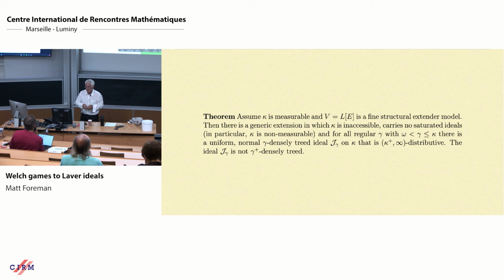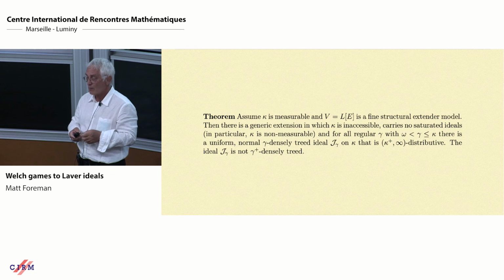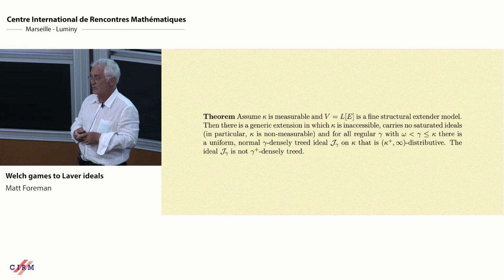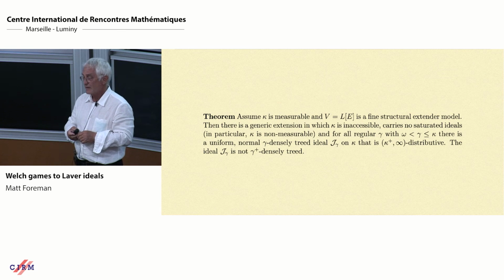Then there's a generic extension in which kappa is inaccessible, carries no saturated ideals, so in particular is not measurable. And for all regular gamma between omega and kappa, there's a uniform normal gamma-densely-treed ideal I gamma that's kappa-plus-infinity distributive. The ideal I gamma is not gamma-plus-densely-treed.